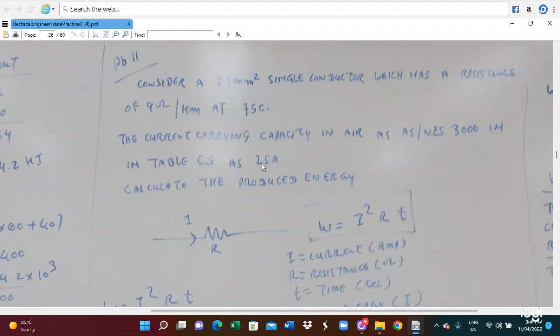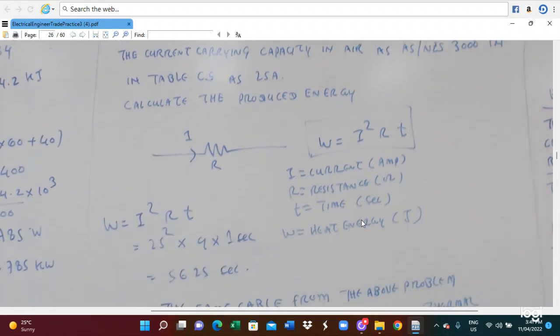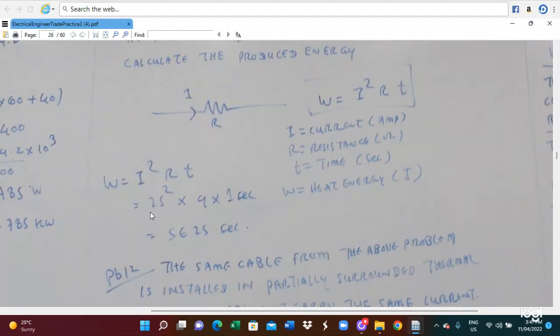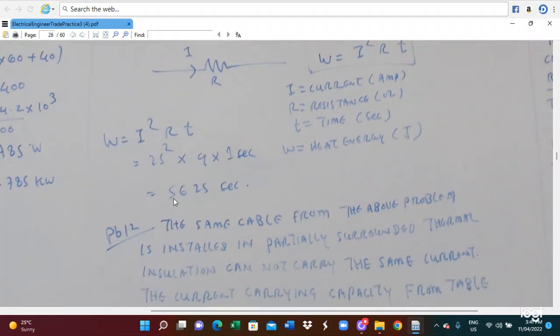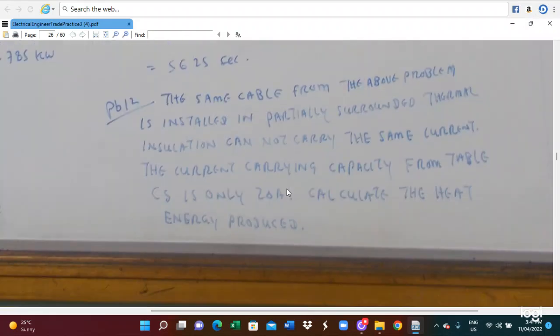So in this case, we have to calculate the produced energy. W equals I square RT, where I is current, R is resistance, T is time. So the current is 25, substitute, resistance is 9, and the time is 1 second. You got 95625. So we calculate that. So this is the one we calculate.